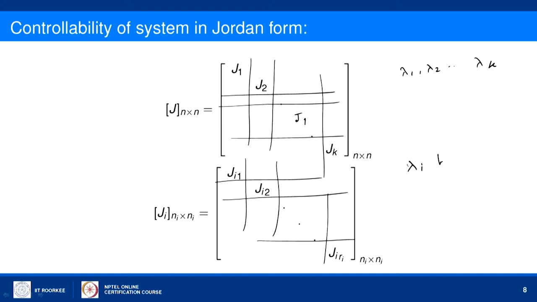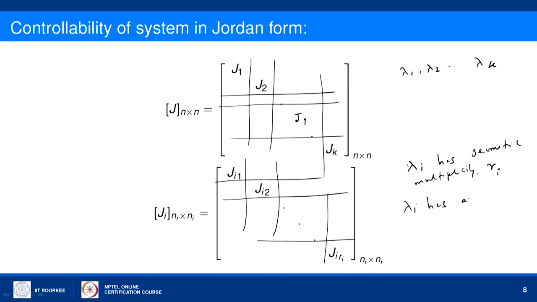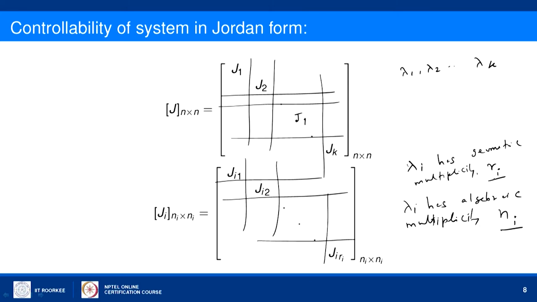So this lambda i has geometric multiplicity ri. That means for the eigenvalue lambda i, there are ri linearly independent eigenvectors available, but the algebraic multiplicity of that is given by ni. So in the characteristic polynomial, the root lambda i is repeated ni times, but it has ri linearly independent eigenvectors. So it will have ri Jordan blocks like this.